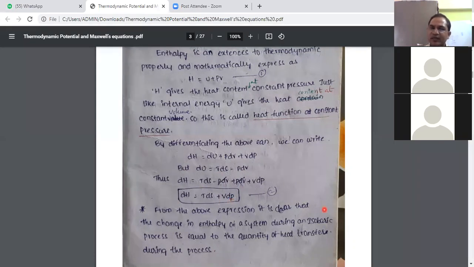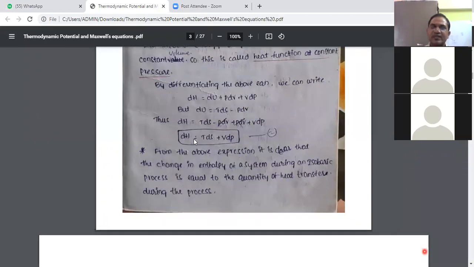Right. So after getting this expression, what you have to do is take ∂H/∂S at constant P. When the pressure is constant, then dP is 0, so the VdP term becomes 0, and ∂H/∂S is equal to T. Therefore, ∂H/∂S, that is the change in enthalpy with respect to entropy at constant pressure, is equal to T, because dP is 0.